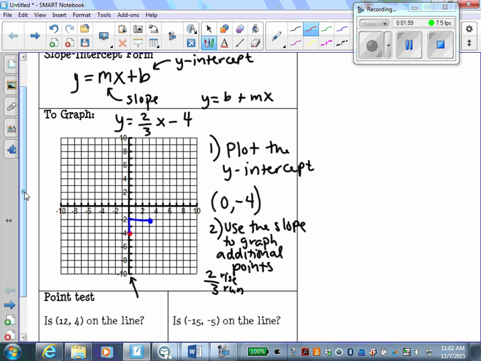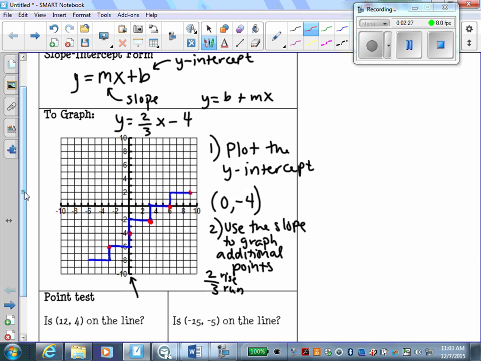Oh, I wanted that to be red. There we go. And then I'm going to go up 2 and over 3 to the right again. Make another point. Up 2, over 3. We could also start back at our original point, and we can go down 2 and to the left 3. And then we would have another point. And one more time, down 2 to the left 3.